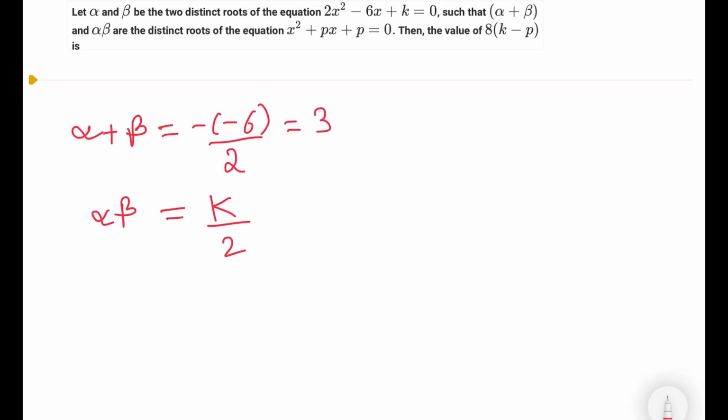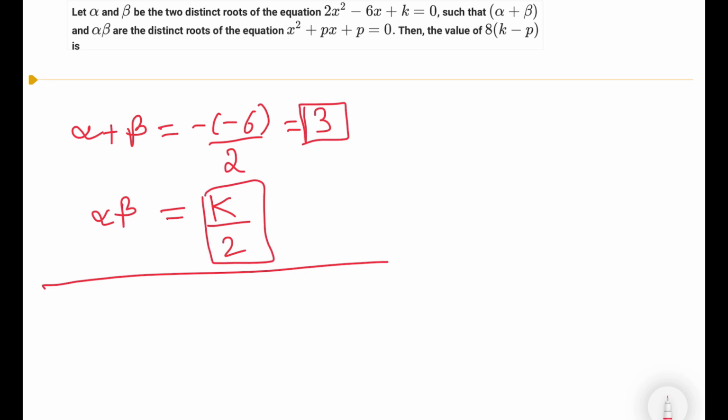Right, further we can also see that alpha plus beta and alpha beta are the roots of the second quadratic equation x square plus px plus p. So the first root is alpha plus beta, and the second root is alpha beta. That means for the second quadratic equation the roots are 3 and k by 2.